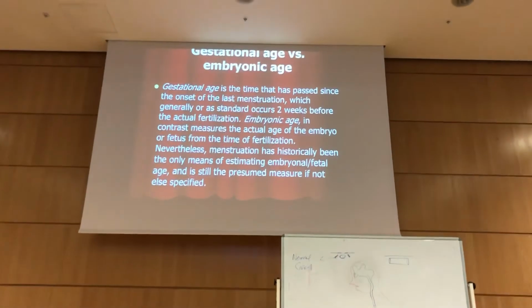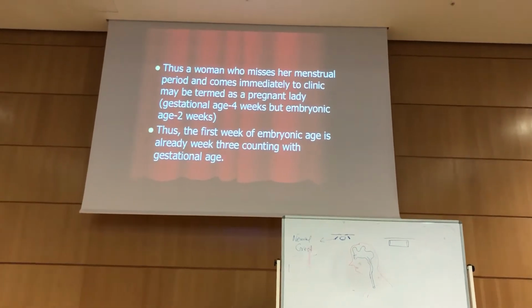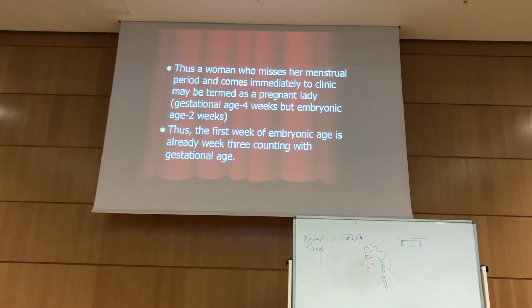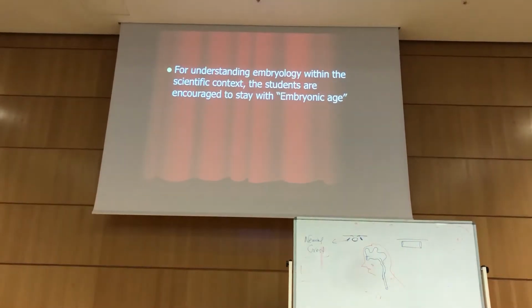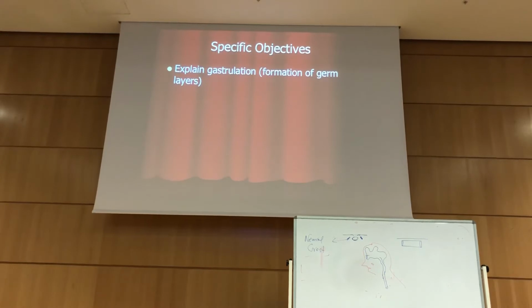Versus the embryonic age, the 2 weeks difference. Okay? You can read it. And I'll also explain to you over here, a gestational age of 4 weeks is equivalent to 2 weeks of the embryonic age. Okay? So what are the specific objectives you have to do?